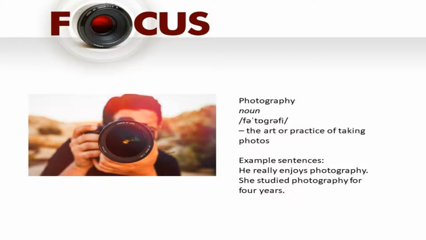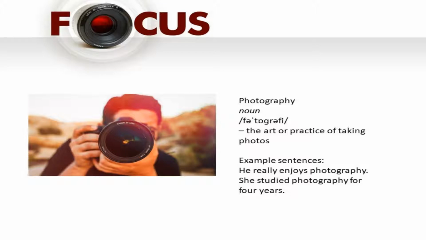Our next word is photography, which means the art or practice of taking photos. So why is photograph different from photography? Well, you'll notice first the stress. When we say photo or photograph, we stress the first syllable, so photograph. But with photography, we stress the second syllable, the tog sound, photography. For example, he really enjoys photography, or she studied photography for 4 years.